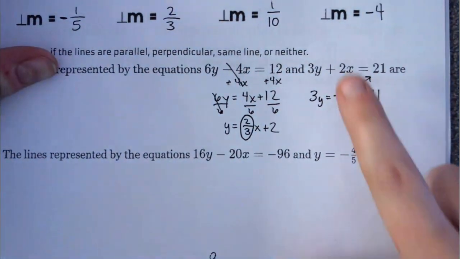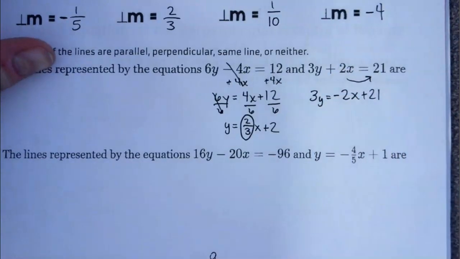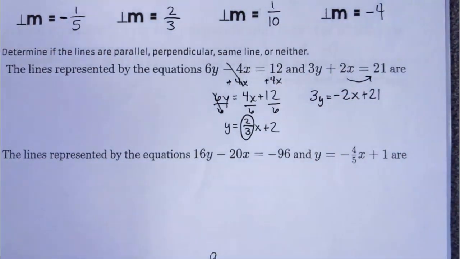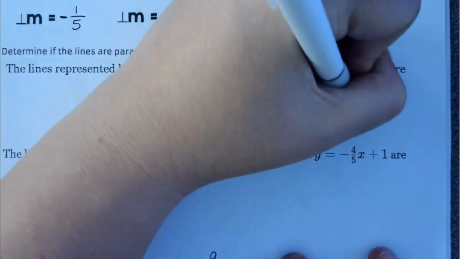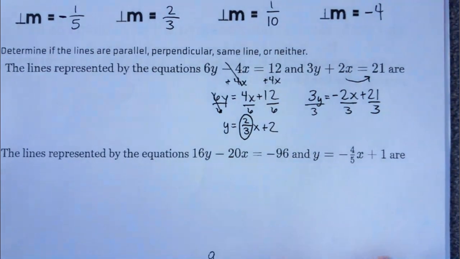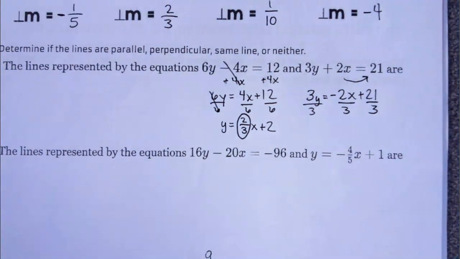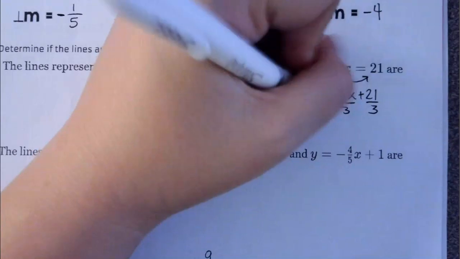One of the most common mistakes I see is that when we move that x over, we forget to change the sign, and then it just throws everything off. So try not to do that. Divide all the things by 3. Hopefully you're seeing a pattern in the steps of what we're doing.